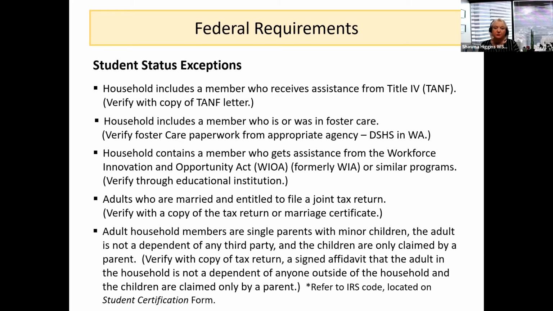And adult household members who are single parents with minor children. The adult is not a dependent of any third party, and the children are only claimed by a parent. So you want to verify this with a copy of the tax return, or a signed affidavit that the adult in the household is not a dependent of anyone outside of the household, and that the children are claimed by a parent. And you can refer to the IRS code located on the student certification form if you have any other questions on that.